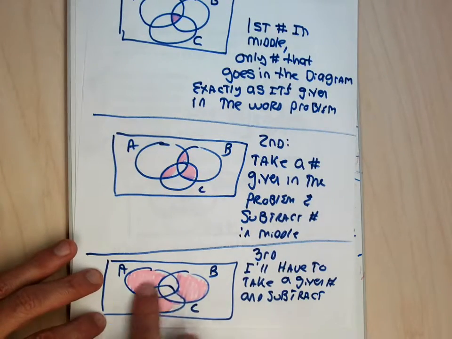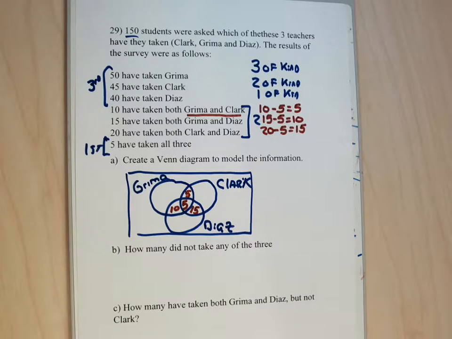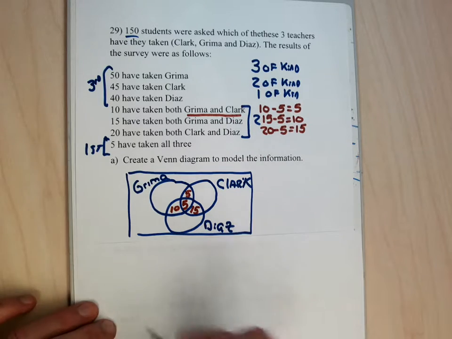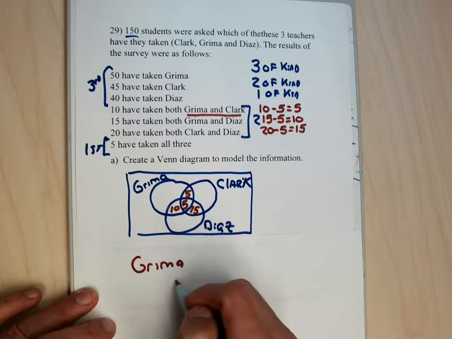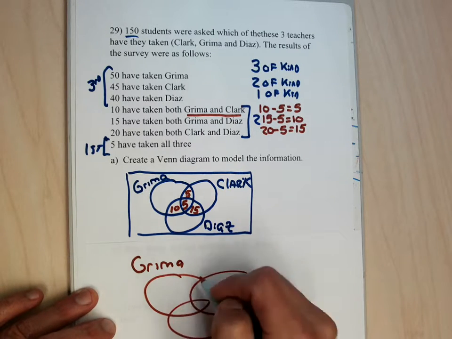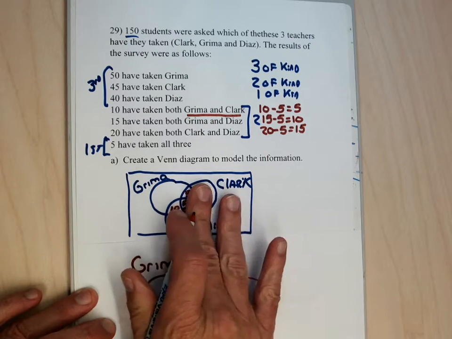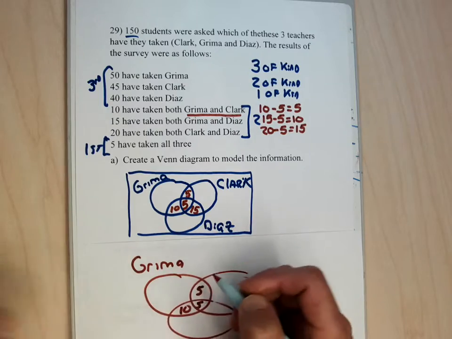Now, I'm going to have to do the other 3 spots. And I kind of in the videos did that a little bit different. So let me just focus on one teacher at a time. Let's look at the Grimmer circle only here. So if I made my Venn diagram up and I only pulled the numbers off the Grimmer circle, there's a 5, a 5, and a 10.